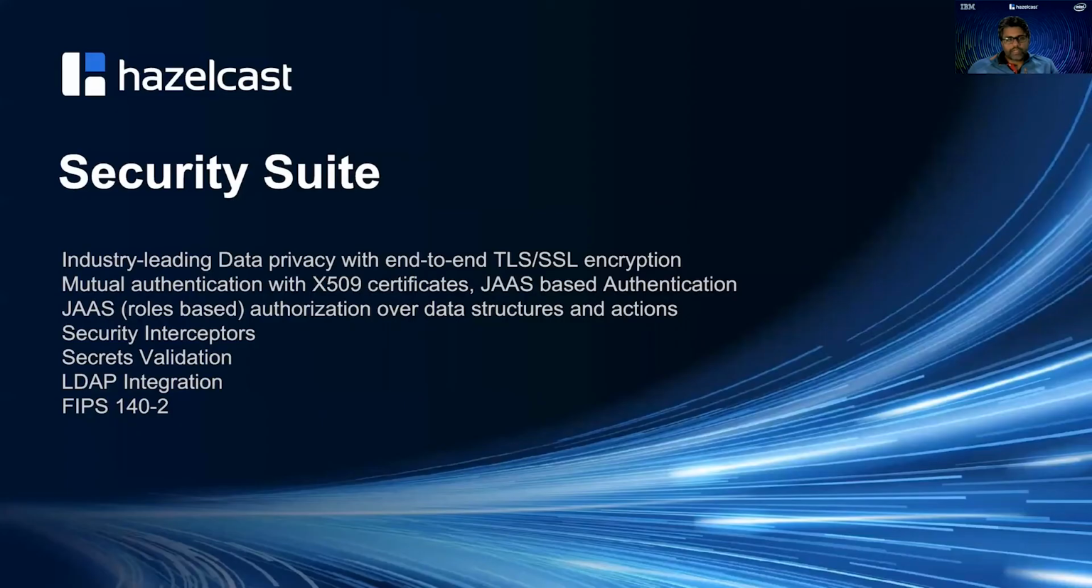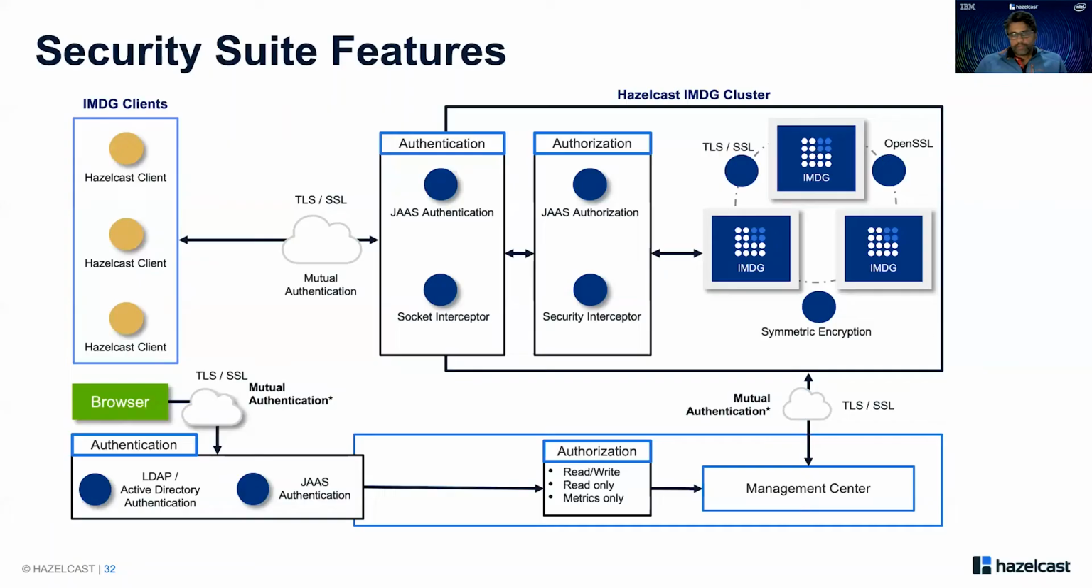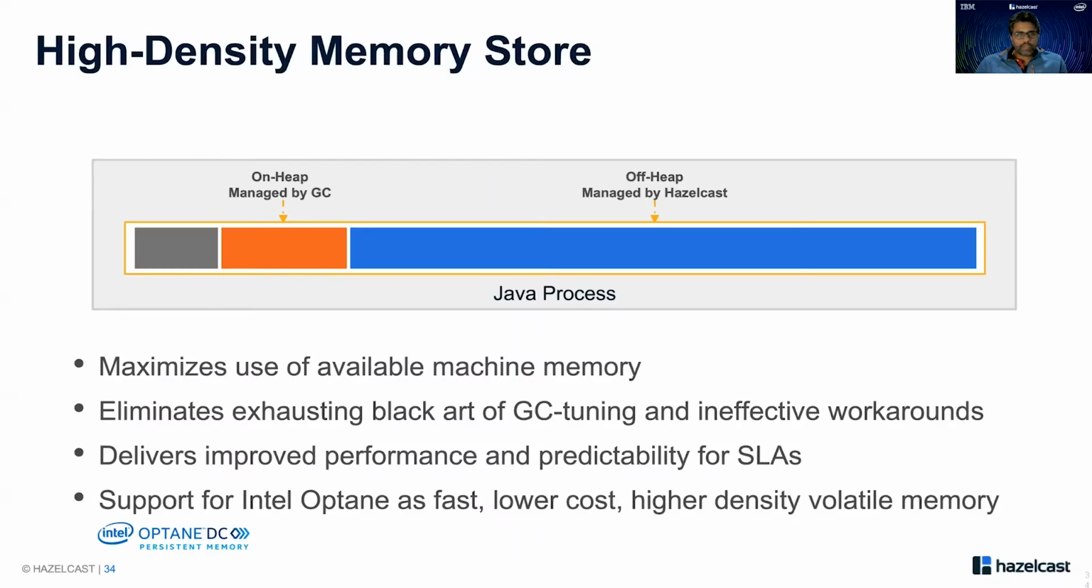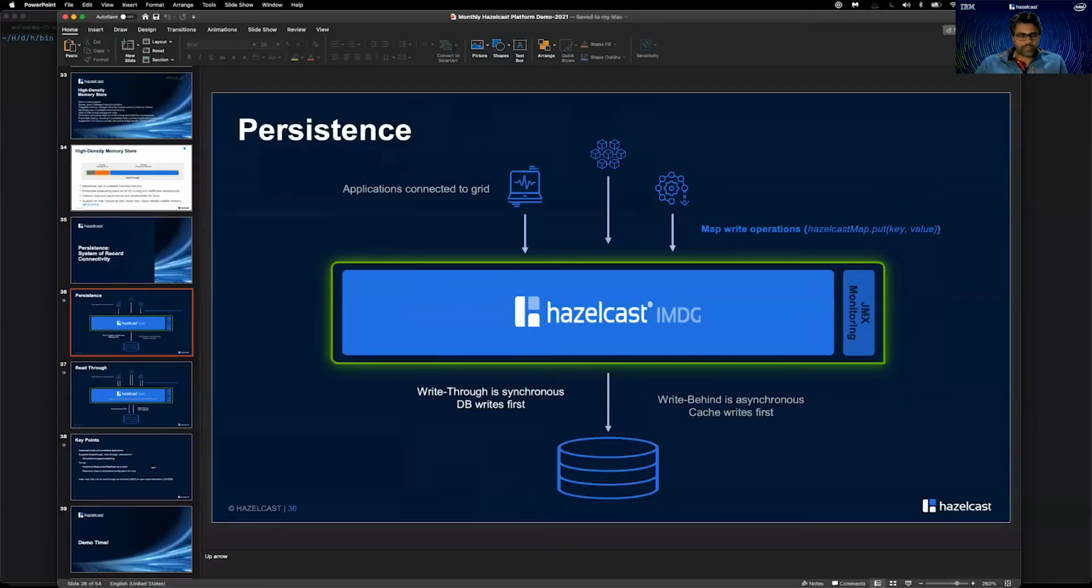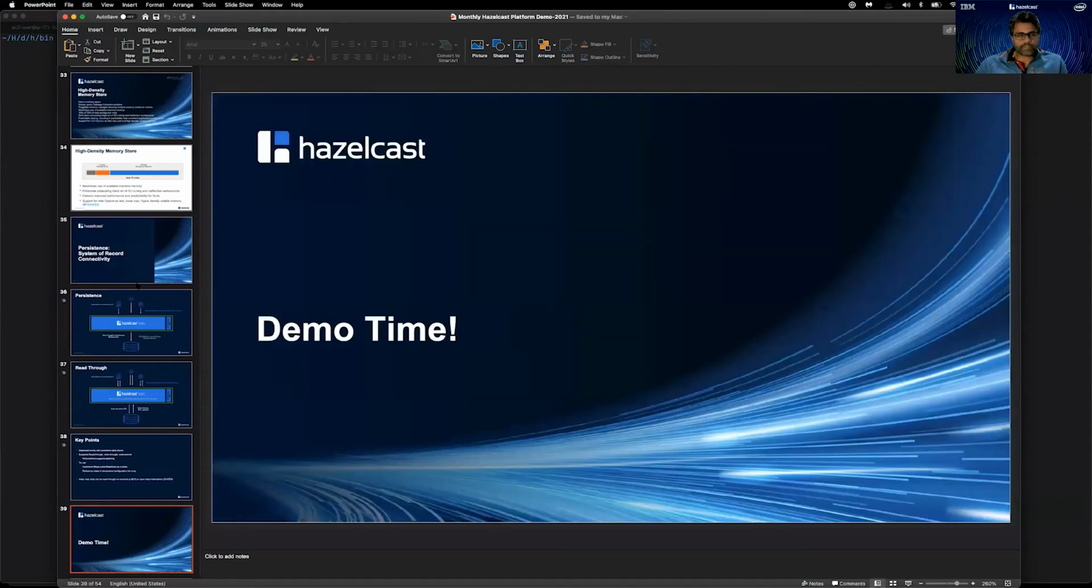And then in addition to that, another key feature is the security suite, where Hazelcast provides enterprise grade security: end-to-end TLS/SSL encryption, mutual authentication based access to the cluster, JAAS based authentication, role based authorization over data structures and your data. You have security interceptors. You can intercept all the operations originating from your application clients and take actions on them, LDAP integration, and so on. I'll quickly skip this, and I'll move on to the demo, and we can come back to this if there is time.